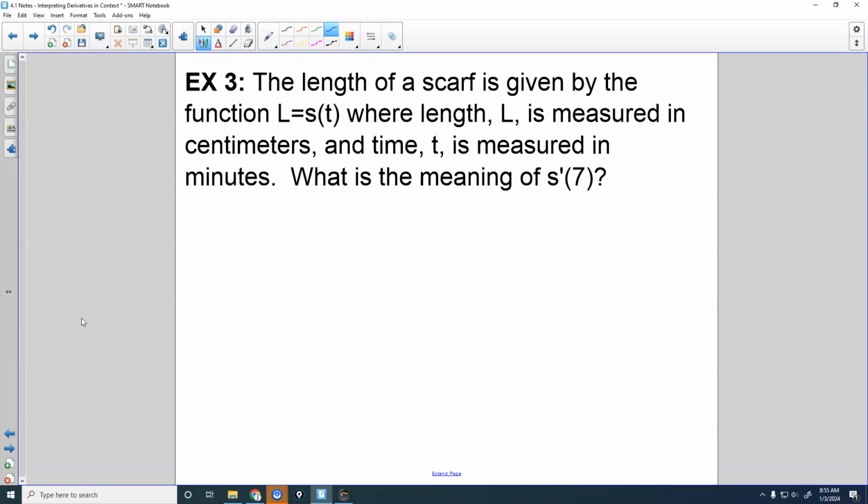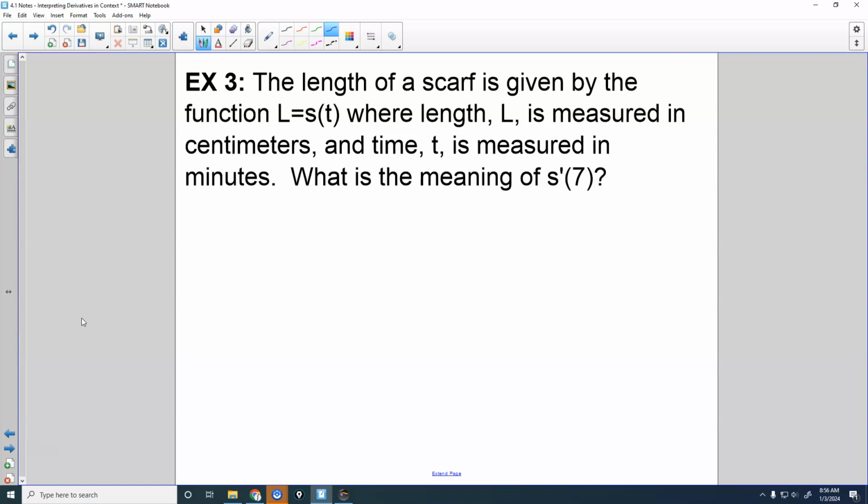This is a type of question that you'll get a lot. This one doesn't even ask you to figure out what it is. A lot of times in an FRQ, it'll ask you to figure out what it is. But we've got something like the length of a scarf is given by the function L equals S of T, where length, which is capital L, is measured in centimeters, and T is time, is measured in minutes. What is the meaning of S prime of 7?